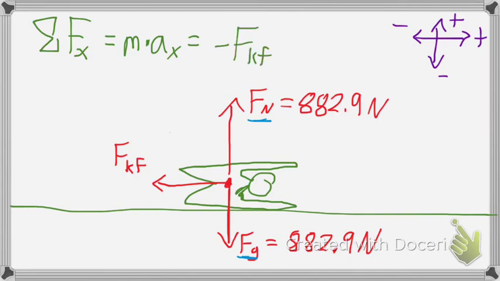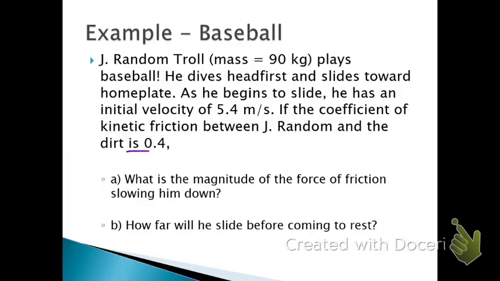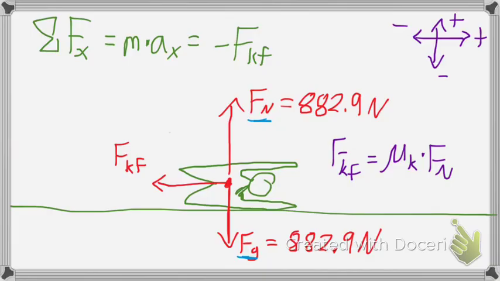Well, now I'm stuck. I don't know his acceleration, and I don't know the force of kinetic friction. One thing I do know, however, is that the force of kinetic friction is always equal to the coefficient of kinetic friction times the normal force. Now, from the problem, it states the coefficient of kinetic friction is 0.4. So, that means the coefficient of kinetic friction is replaced with 0.4. The normal force is that 882.9.